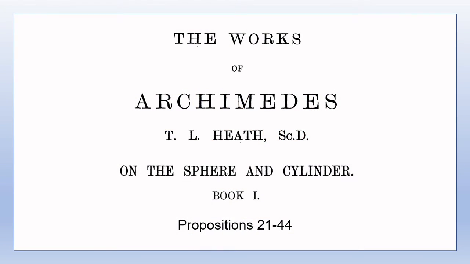The Works of Archimedes, on the Sphere and Cylinder, Book 1, Propositions 21 to 44. This is the second video in this series of videos that I'm putting together, giving some analysis of some of the works of Archimedes. The source material for these videos is Thomas Heath's translation of Archimedes, and this video is the second instalment of On the Sphere and Cylinder, Book 1.